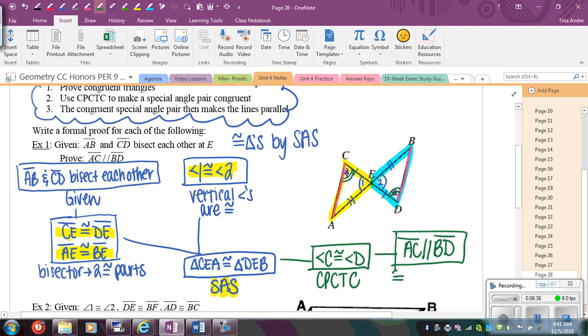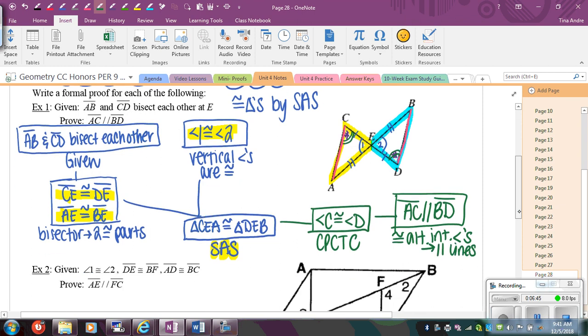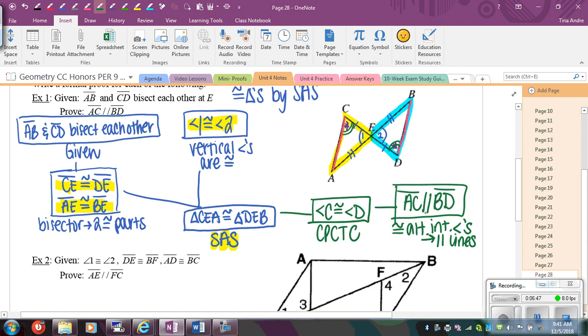because if we have congruent alternate interior angles, this implies parallel lines. So notice that I started with the congruent alternate interior angles. That led me to the parallel lines. Make sure you remember to say the congruent part because you can have alternate interior angles and not have parallel lines. So just be careful. They have to be congruent in order to prove that those lines are parallel.